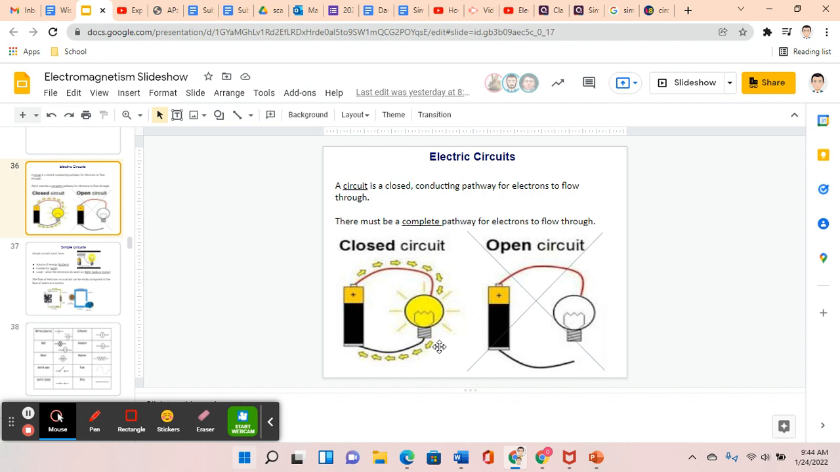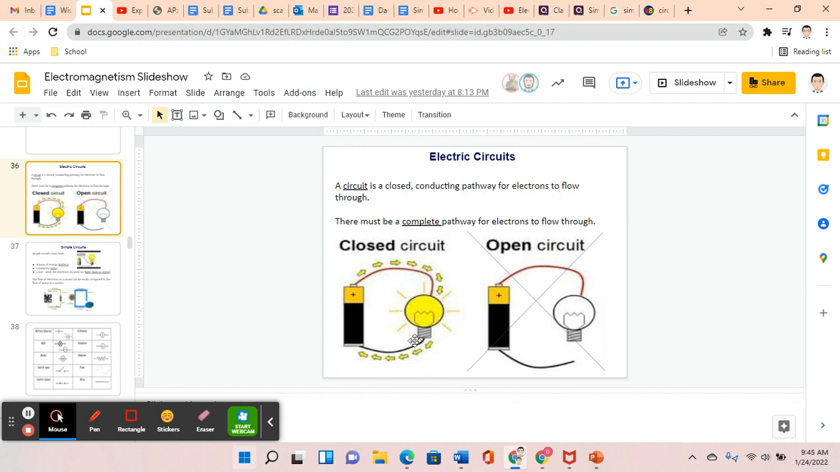But here on the left, that wire is connected. And so there are three things that we need to have an electric circuit. We need a source of electricity, which in this case is a battery. It doesn't have to be a battery, but in this case it is. We need wires, which are conductors. Once again, it could be like on a circuit board. You might not have wires. You might have other conducting pathways, but typically there are wires.